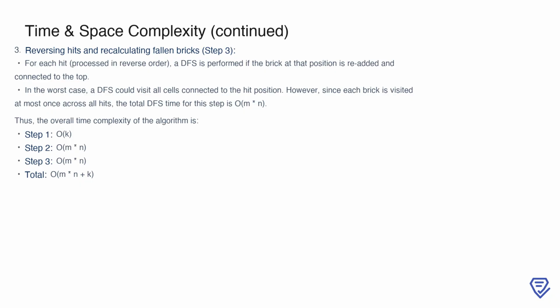Combining this with the earlier steps, we find that the overall time complexity for the algorithm is O(k) for processing hits, O(m*n) for the initial DFS, and another O(m*n) for reversing hits and recalculating. This results in a total time complexity of O(m*n + k), which officially handles the problem within its constraints.